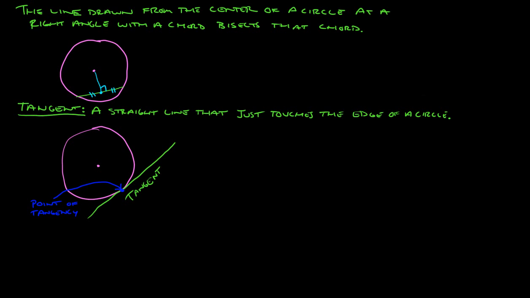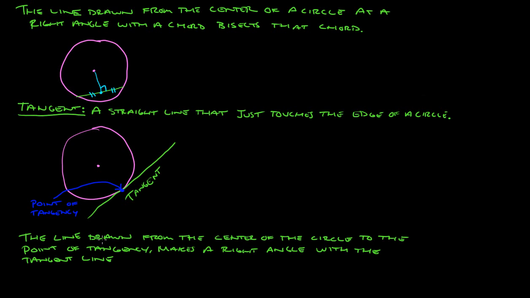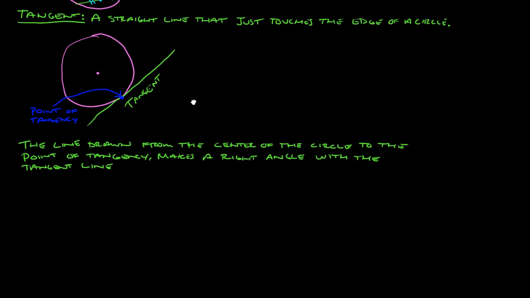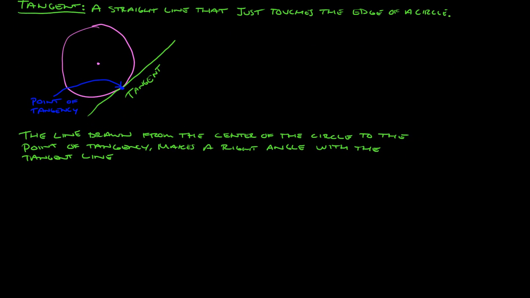So, with that, here is also the line that's drawn from the center of a circle to the point of tangency; it makes a right angle with the tangent line. Okay, so a pretty picture of that is this here.